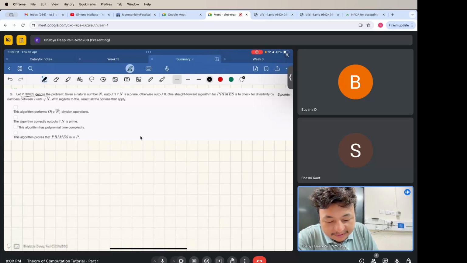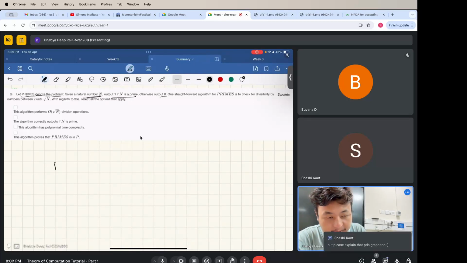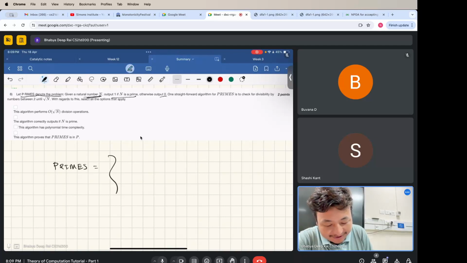So let primes denote the problem: given a natural n, output 1 if n is prime, otherwise output 0. So please explain the PDA graph too. Okay, sure, Sashi. After this, primes will give a 1 if n is prime and 0 if n is not prime.